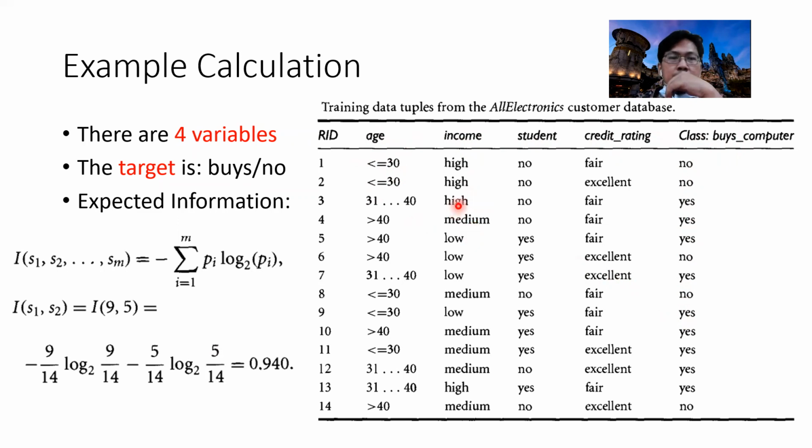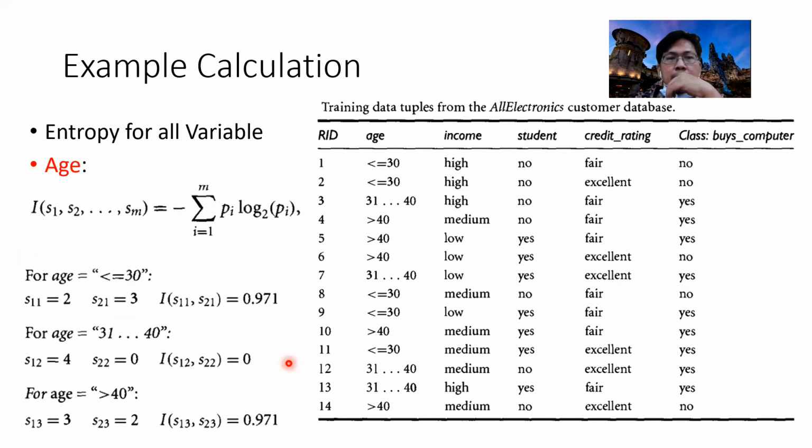First, we calculate the expected information for the class buy or no. And we calculate using this equation, we found 0.94. Okay, we continue. And now we have to calculate the gain information for each feature.